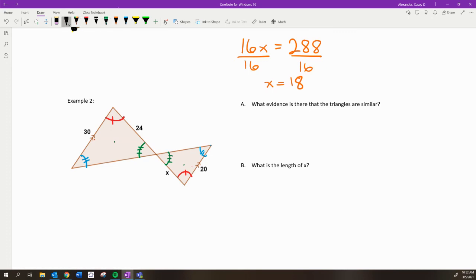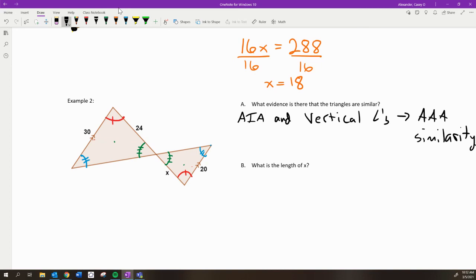And so I could say, for instance, if I was going to try to explain this, I would say alternate interior angles and vertical angles lead us to angle, angle, angle similarity. Okay, that's how I know that the triangles are similar. And then I just have to set up a proportion to figure out the length of x. And so I'll just follow the same process. Just for the fun of it, this time I'll do small over big. So we'll do the small triangle on top and the big triangle on the bottom.